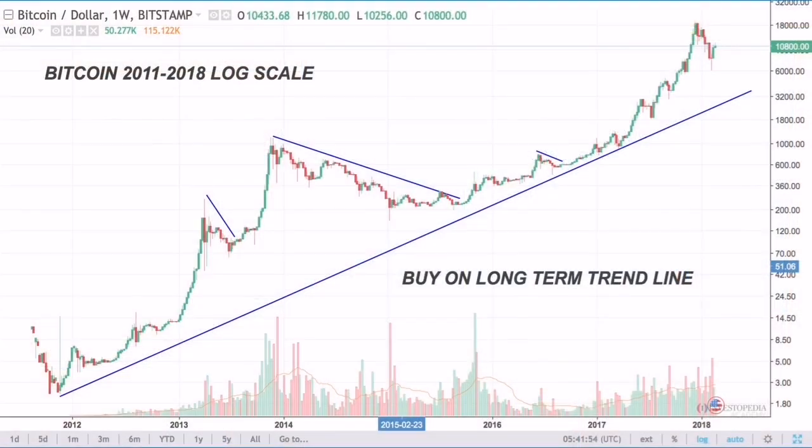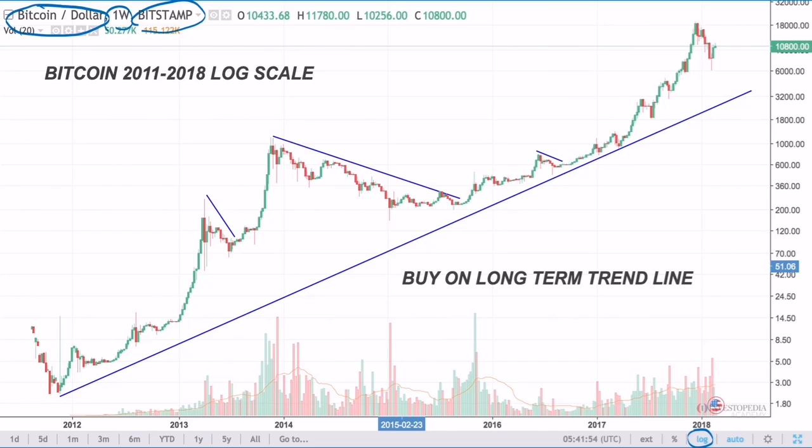So let's first start by looking at a long-term primary trend. Now this is a chart of Bitcoin versus the dollar. Each of these candles represents 1 week of trading, and this is on the Bitstamp exchange, one of the original Bitcoin trading exchanges. And I'm looking at a log chart here, and I explained this in a previous lesson. You can call it log or semi-log, it's the same thing.